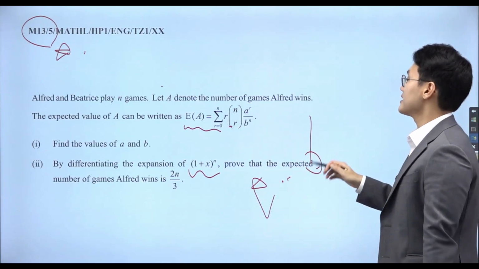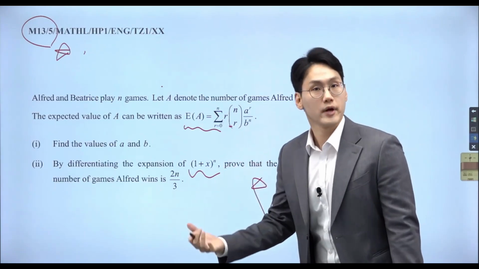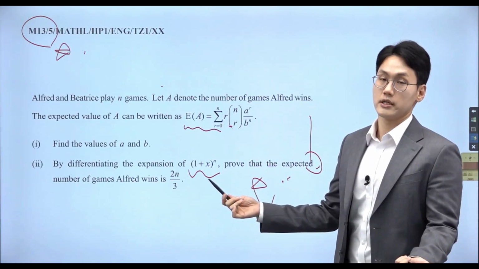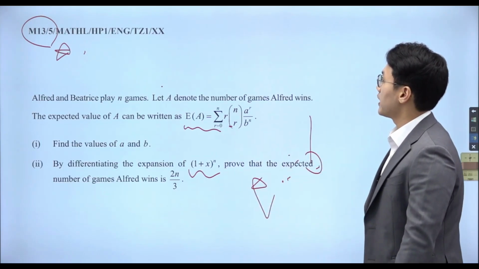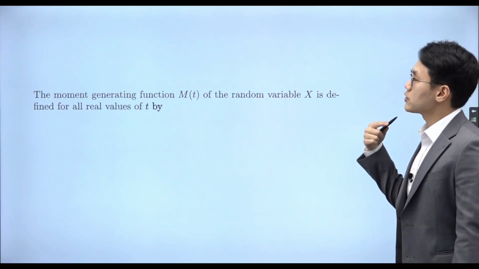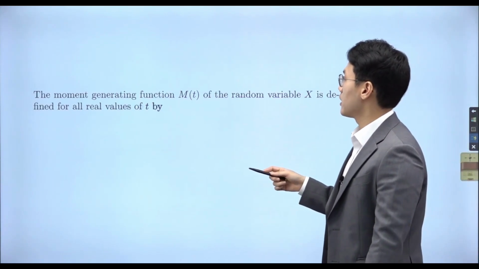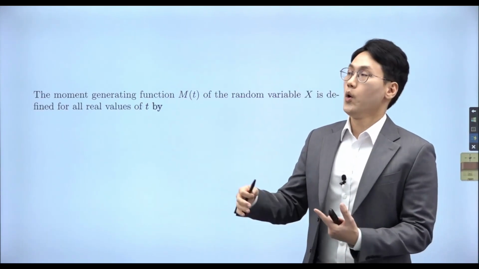All right, and that is in a sense called the generating function. We don't learn this in the syllabus anymore. It used to be taught in topic 7 back in the day, but not anymore. But there's a function called the probability generating function or moment generating function.